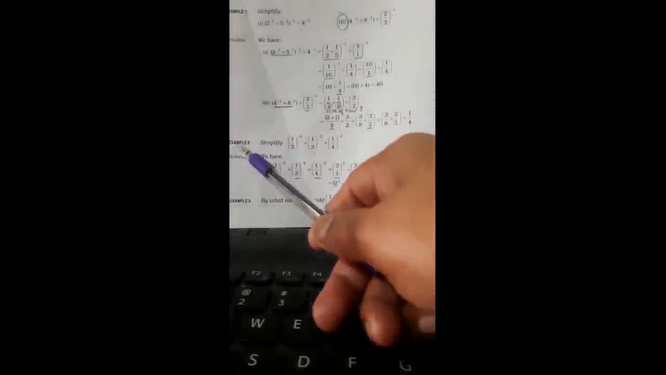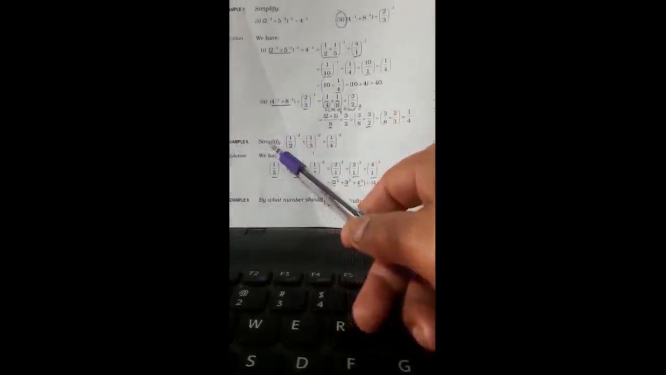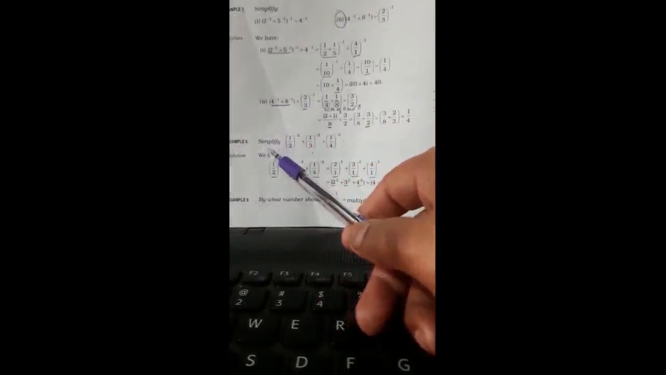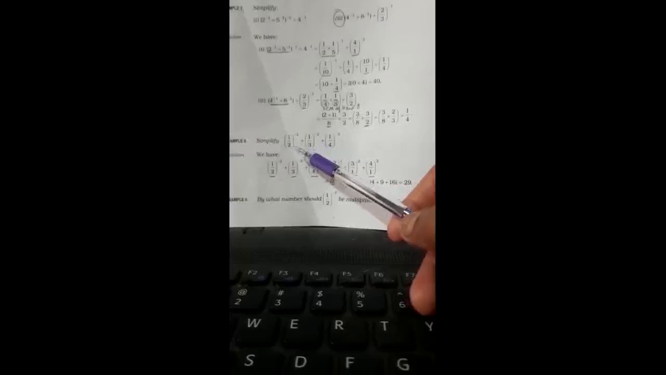Okay, now we'll discuss example number 8. Simplify. Whenever you simplify, we use more than one rule. Okay, just see here: 1 upon 2 raised to the power minus 2 plus 1 upon 3 raised to the power minus 2 plus 1 upon 4 raised to the power minus 2. Okay, as all the powers are negative, we will take the reciprocal first.